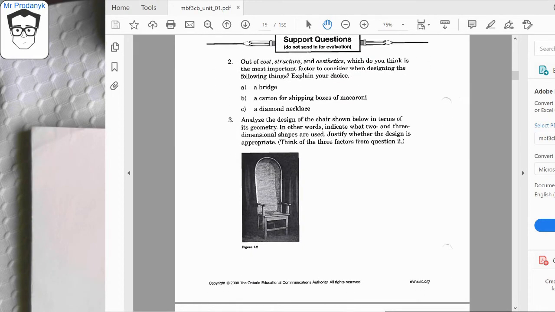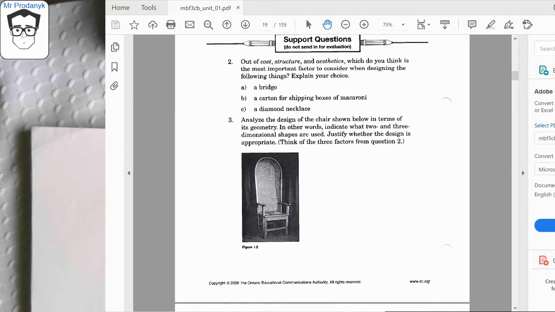Okay, and then back onto the next set of support questions in this lesson. Out of cost, structure, and aesthetics, what do you think is the most important factor to consider when designing the following things, and explain your choices? So a bridge, it wants you to consider the cost, the structure, and the aesthetics.